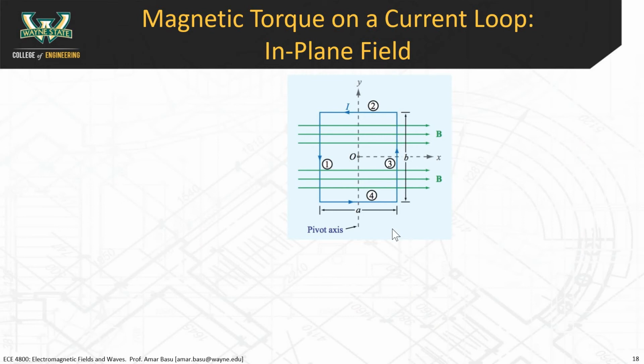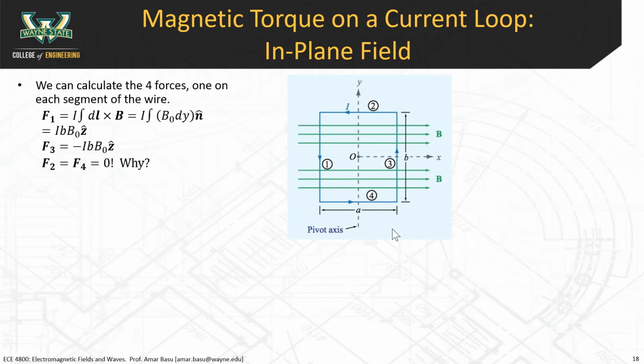Actually, it's the same example, but it's just looking at when the current loop is in the plane of the magnetic field in the first slide, and then we look at the more general case when it's outside the plane of the magnetic field. All right, so in order to calculate the torque on a loop, we know that a current loop has 4 segments, okay?